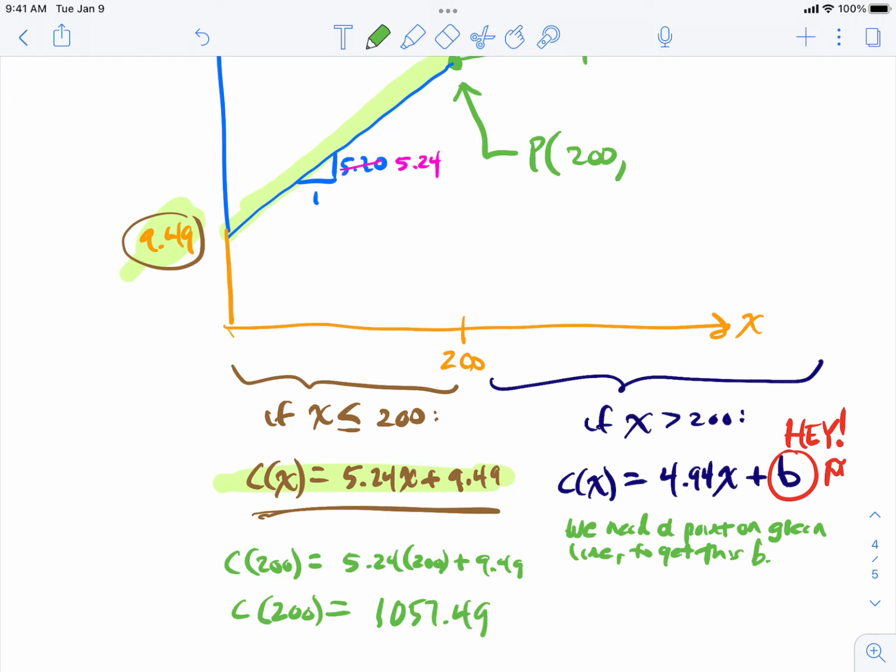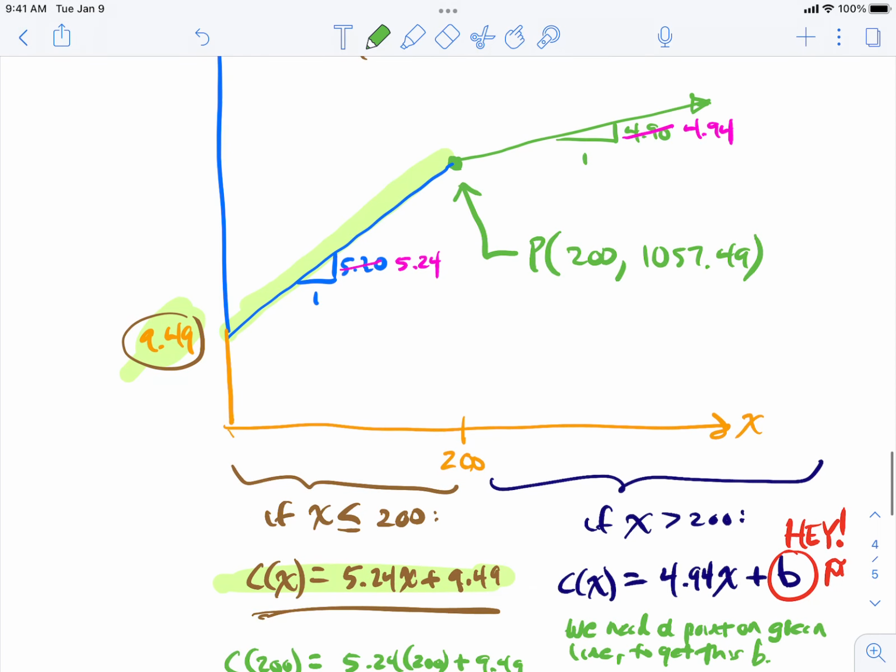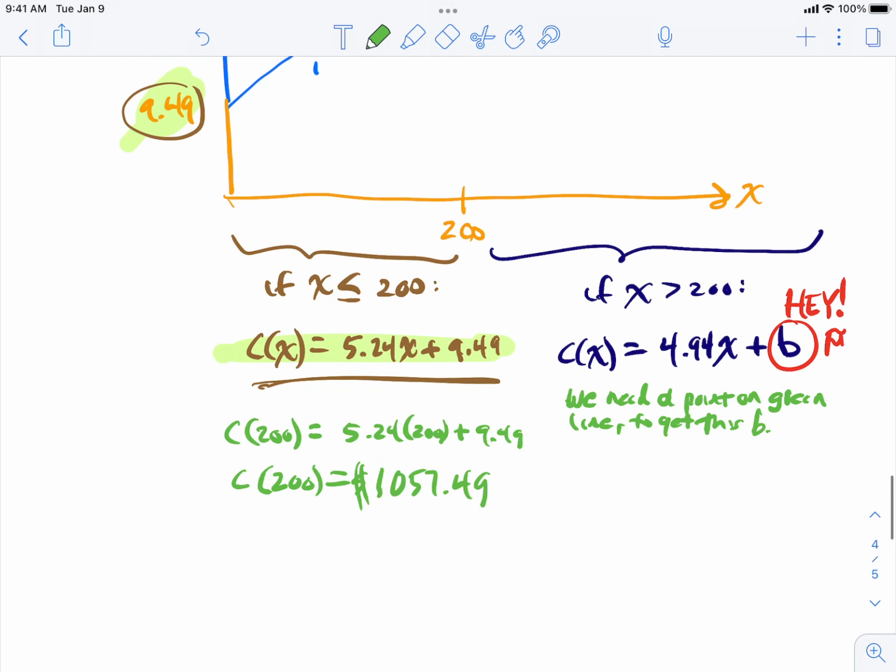That's a lot of money. So if you buy 200 gallons, you're going to pay $1,057.49. That's the coordinates of this point. When x is 200, y is this. Like I say, I just used the equation of the blue line to get that, but it's also on the green line. So I can use that point over here now.